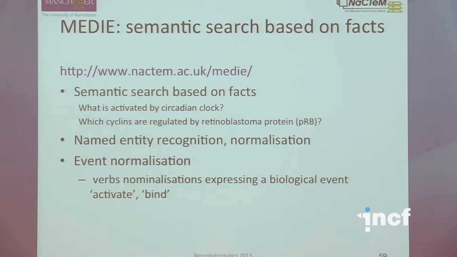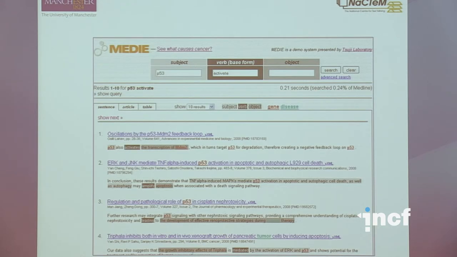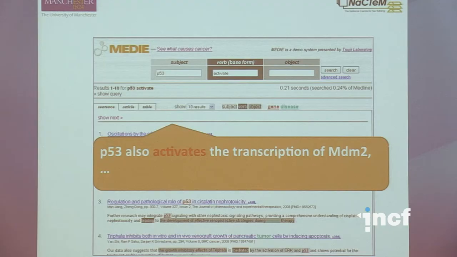The next service we have provided is semantic search based on facts. And this again uses name entity, but also you can do a query. So for instance, if my query here is what activates P53, the sentences from the documents are extracted automatically. And you can see here that you find the snippets of information from the whole literature which is pertinent to your query.